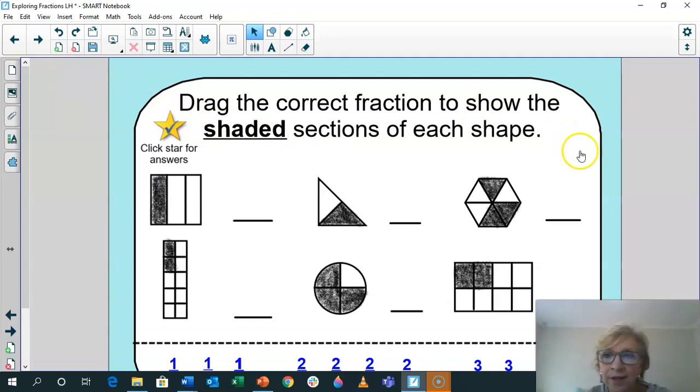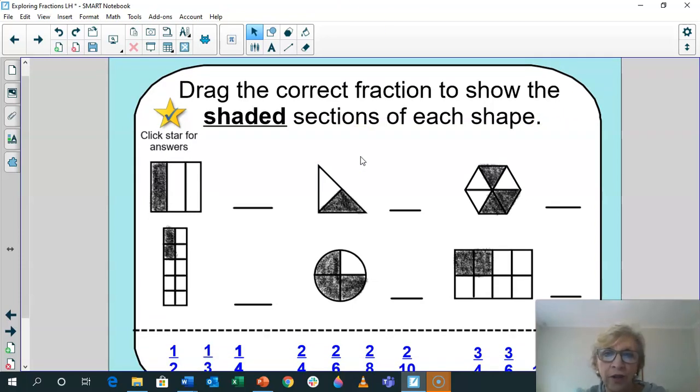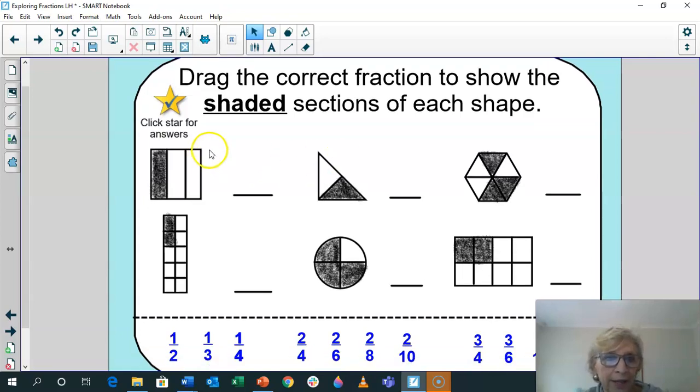Okay, now we're going to do the same thing here. We are going to drag the correct fraction to show the shaded sections of each shape. Okay, so here, guys, we have got a shape divided into 3 equal parts. Okay, what does that mean? That means one part is shaded, so that is a third is shaded. Here, what is shaded? Half is shaded.